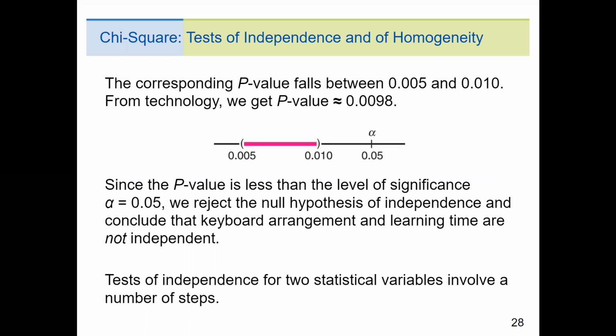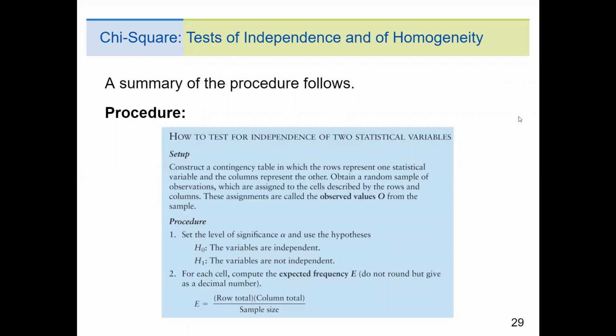Test of independence for two statistical variables involves a number of steps. Summary of the procedure follows. Go ahead and pause the video so you can write this procedure down.